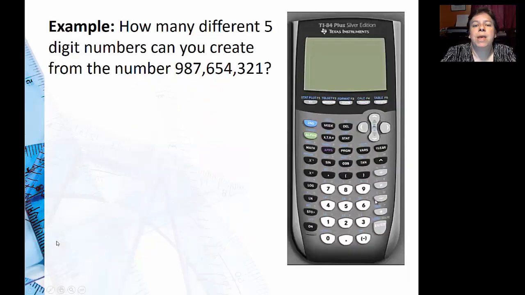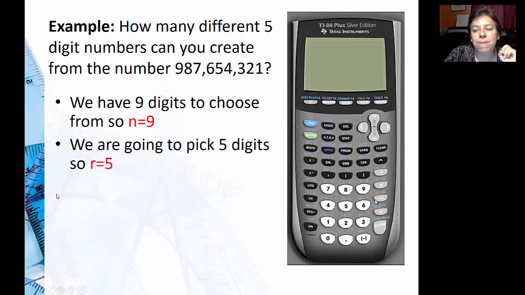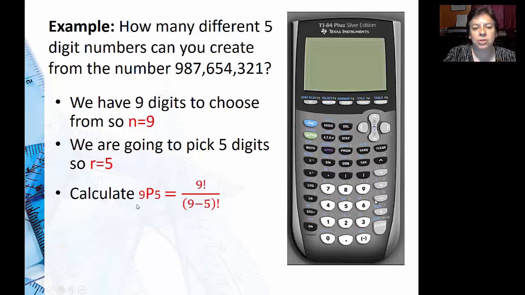So in this next example, how many different numbers can you create from the number 987,654,321? Well, let's look at how many digits I have to choose from. I picked this on purpose, so I have 9 different digits to choose from. So n is 9. That's the important thing to figure out. We're going to pick 5 of those digits, so r is 5. We'll be calculating 9P5. So that's how we write it. We say how many we have to choose from, how many we're going to take, and we're going to do permutations, which is when order matters, because 321 is definitely different from 123.